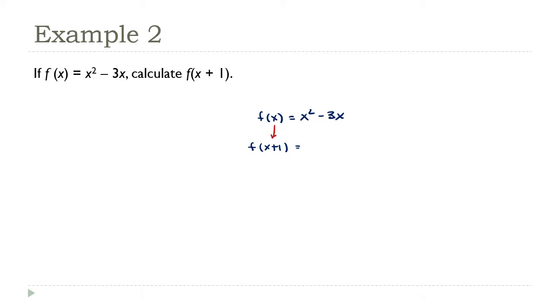On the left side, x got replaced with x plus 1, so I'm going to do the same thing on the right side. And now I just have to simplify it. That's x squared plus 2x plus 1 minus 3x minus 3. And we can combine some like terms. This is x squared minus x minus 2. And that's it. That is what f of x plus 1 equals.